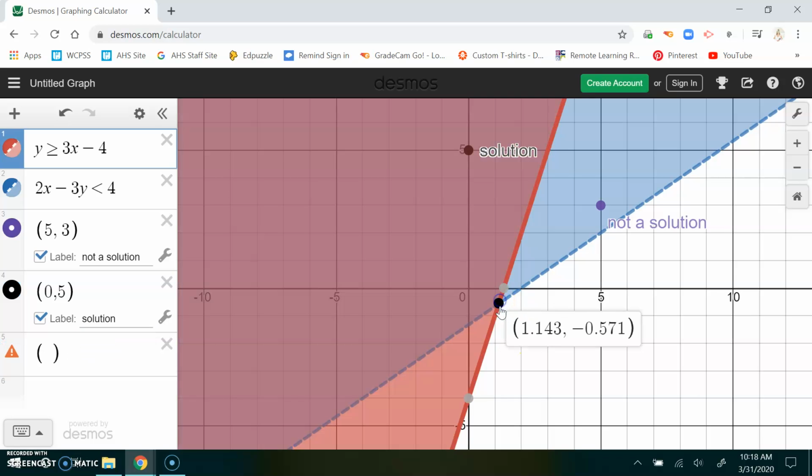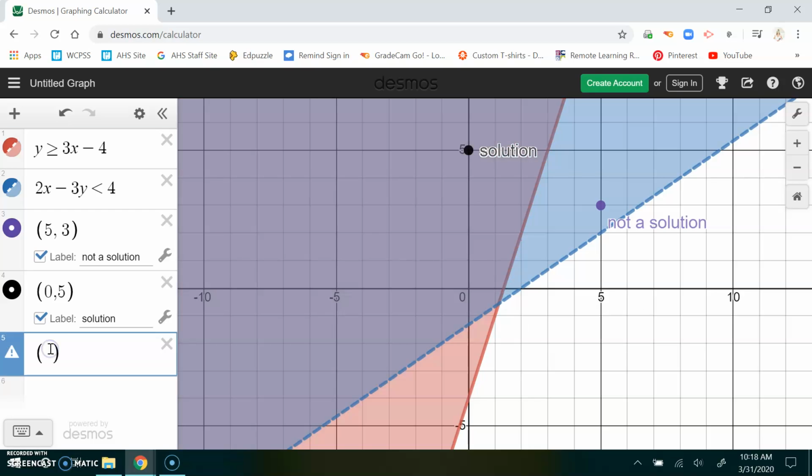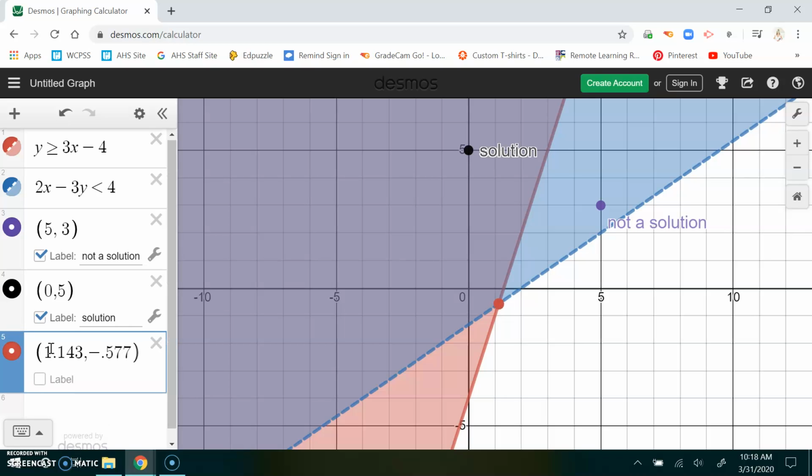So we said that the intersection is 1.143 and negative 0.571. So we see that that, because it's on a dotted line, is going to be not a solution.